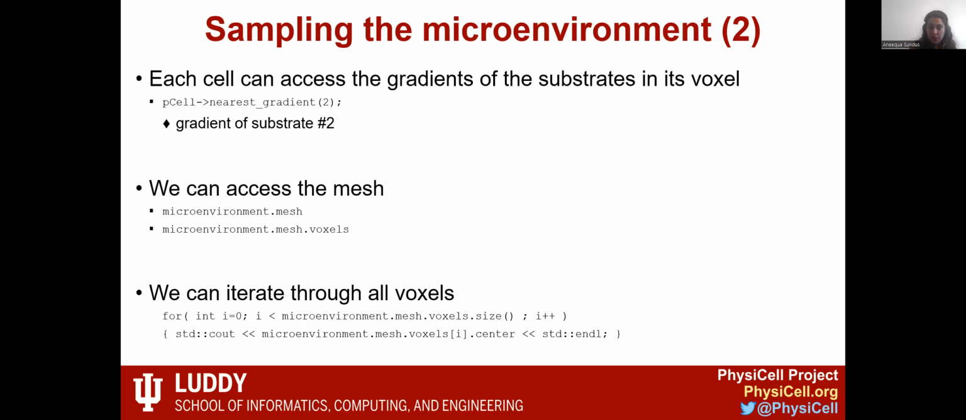Also, we can access the mesh, which is all the voxels in your microenvironment, through microenvironment.mesh or microenvironment.mesh.voxels. This will return all the voxels in your simulation, and you can iterate through that mesh. If you want to add something to each voxel, or remove something, you can. So this gives you more refined control on your microenvironment, other than diffusion: if you want to go to some particular voxel and change it, or see what is there in that voxel, you can access that.